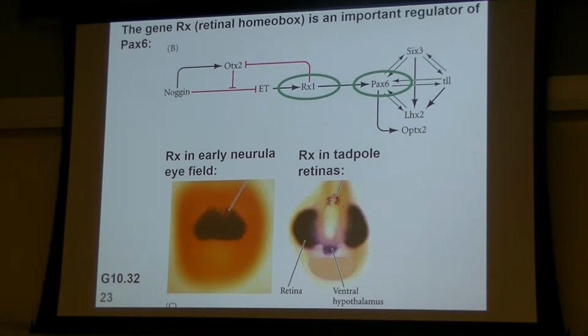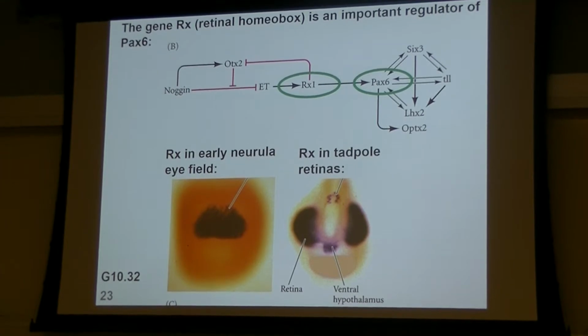So here is an indication of PAX6 within a hierarchy of genes. It is a transcription factor. It's regulating some genes downstream, but then also there are things upstream that regulate PAX6. And in general, the theme that we're seeing here is that you need to have PAX6 in order to get eyes to develop. So PAX6 is necessary for eye development. That's a key point.